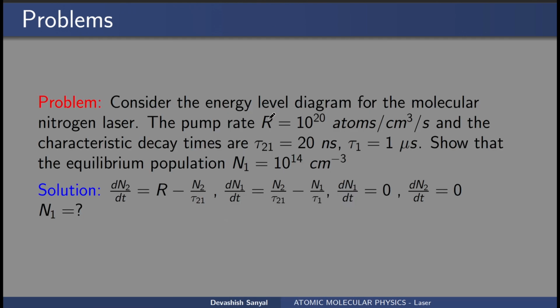So consider the energy level diagram for the molecular nitrogen laser. This is the next problem. The pump rate is R equal to 10 to the power 20 atoms per centimeter cube per second, and the characteristic decay times are tau 2 1 equal to 20 nanosecond and tau 1 equal to 1 microsecond. Show that the equilibrium population of level 1, that is n1, is 10 to the 14 per centimeter cubed.